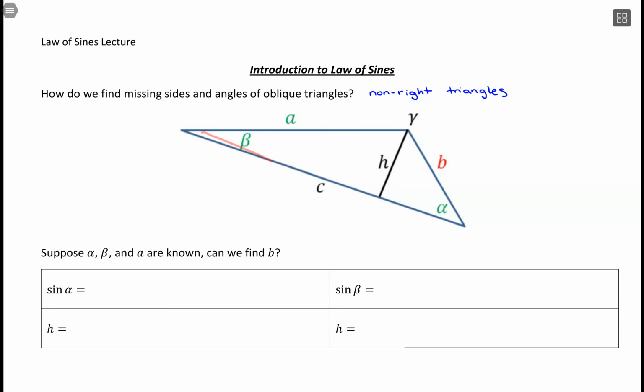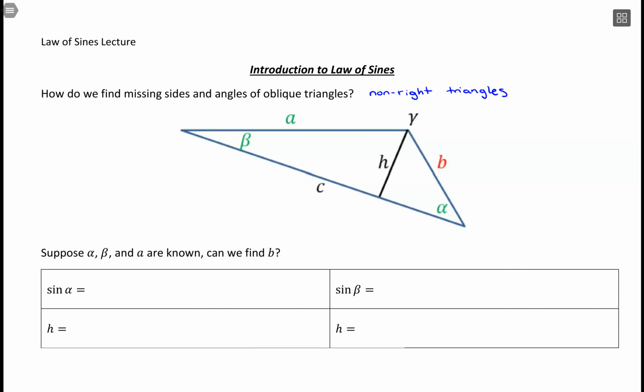Something we want to keep in mind is that sine, cosine, tangent, like everything we did with SOHCAHTOA, was specifically for right triangles. So that'll be a hard habit to break, but it is part of our work here. So, law of sines.